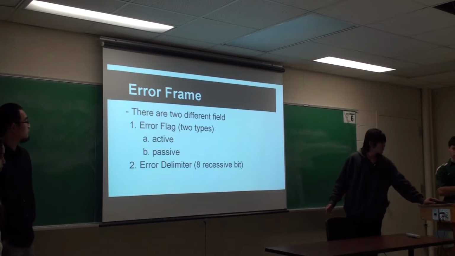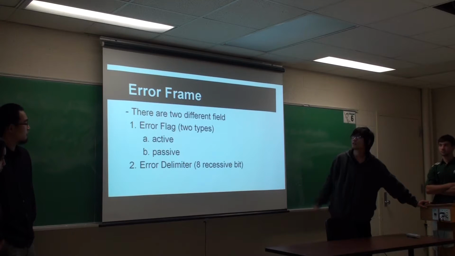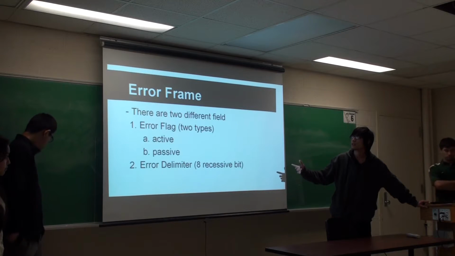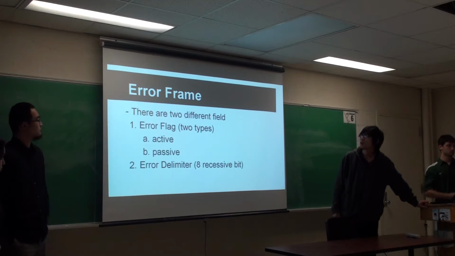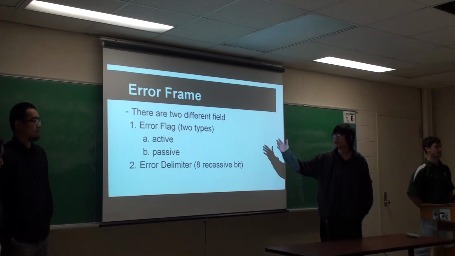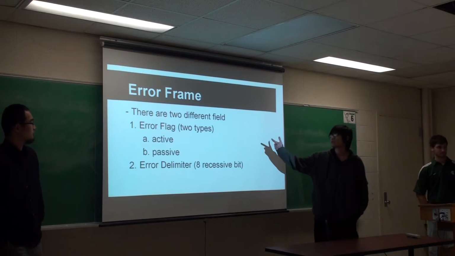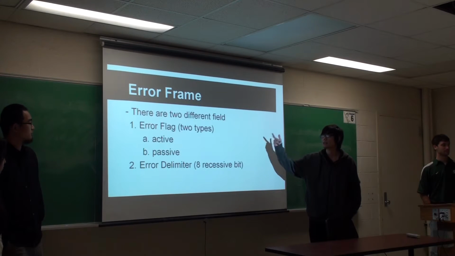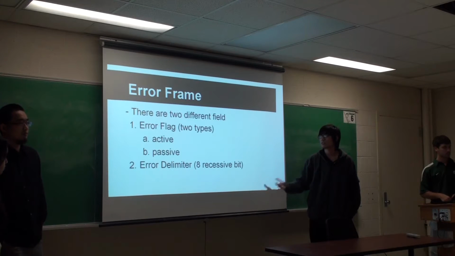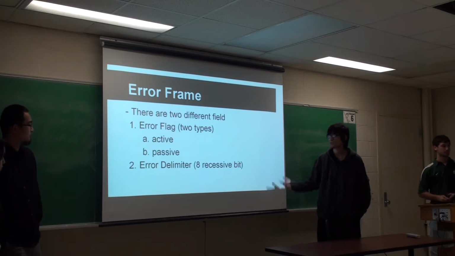And next is the error frame. The error frame is obviously used for checking errors. There are two different fields. One is the error flag and one is the error delimiter. The error flag has two types. One is active and one is passive. All of them have 6 bits. The difference between active and passive is that the active has 6 dominant bits, which is 0, and the passive has 6 recessive bits, which is 1. And the error delimiter is 8 recessive bits, which is 1.